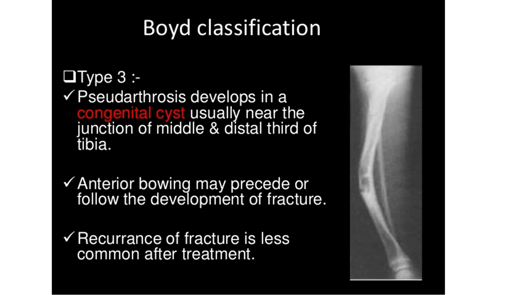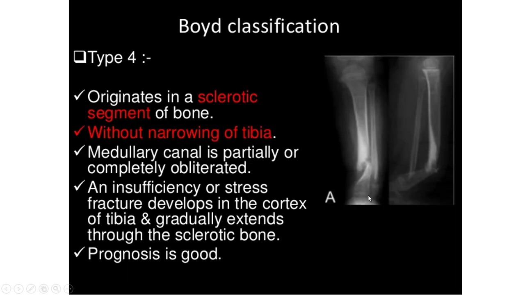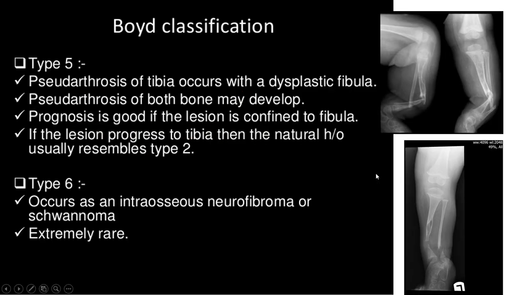And type 3 is associated with congenital cyst. Type 4 is associated with a sclerotic part of the bone and chaotic segment, but there will be no narrowing, and prognosis is good. And type 5 is associated with the dysplastic fibula.